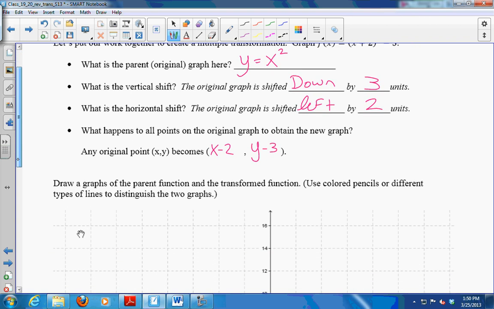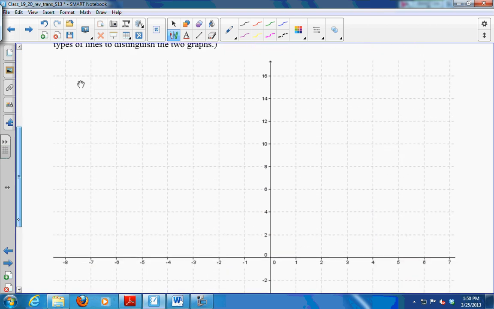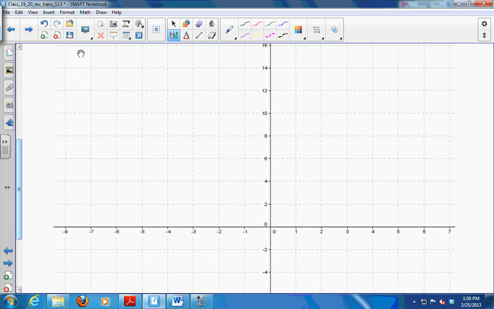So now I'm going to draw the parent function, x squared. We should be pretty familiar with what it looks like. 1, 1, 2, 4, negative 2, 4, 3, 9.